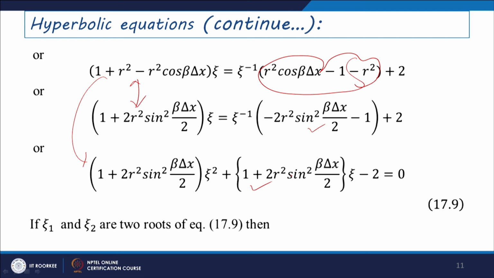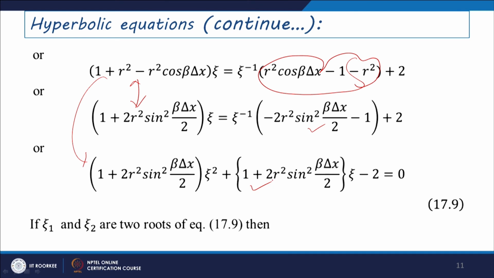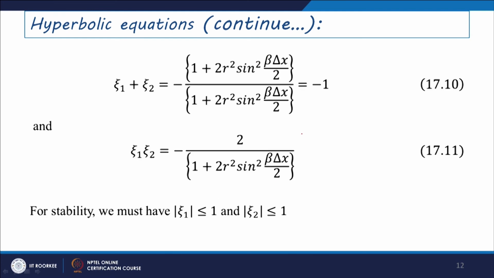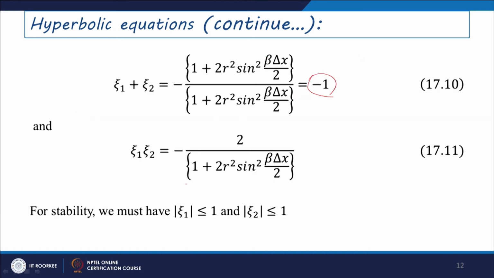Suppose two roots are there, zeta 1 and zeta 2. Then we can write the sum of roots as minus b by a. So, it can be written as minus of 1 plus 2 r square sin square beta delta x by 2 divided by 1 plus 2 r square sin square beta delta x by 2. This is nothing but minus 1 here. And the product zeta 1 zeta 2 is c by a. So, c is nothing but minus 2, divided by 1 plus 2 r square sin square beta delta x by 2, that is a here.